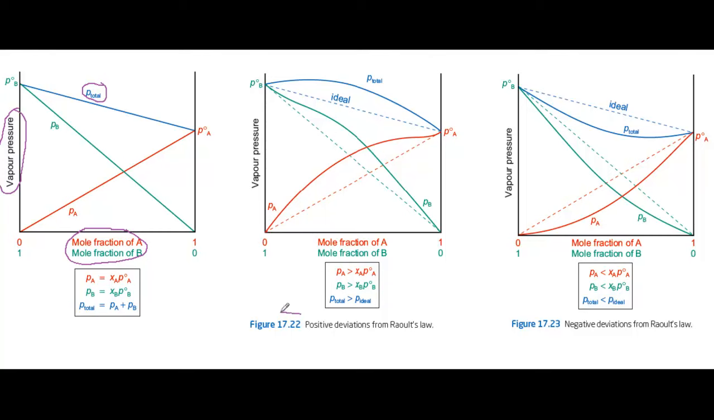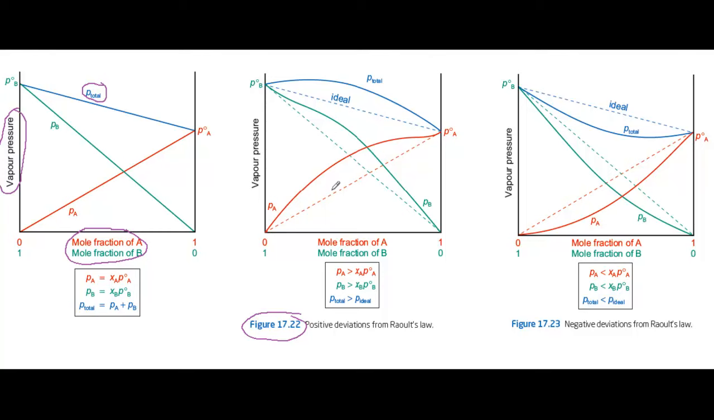The commonest kind of deviation is shown in the second diagram, which is figure 17.22. In this type of behaviour, the molecular interactions between A and B are weaker than the interactions in the pure liquids. Molecules of B disrupt the interactions between molecules of A and vice versa, so that molecules of both A and B can escape more easily into the vapour phase.